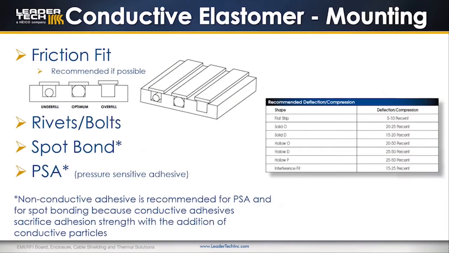Mounting the conductive elastomer will depend on the shape and your application. As you see here, we recommend a specific deflection compression for every shape of the material, so it will be effective in the application. For grooves, a friction fit is recommended if possible, and at full compression, we recommend a maximum of 97% fill of the gasket in the groove. Rivets, bolts, spot bonding, and PSA are other ways to mount. Non-conductive adhesive is recommended for PSA and for spot bonding because conductive adhesives sacrifice adhesion strength with the addition of conductive particles.